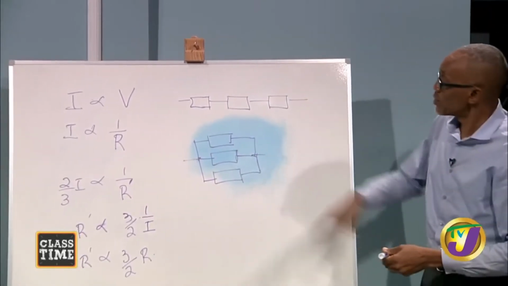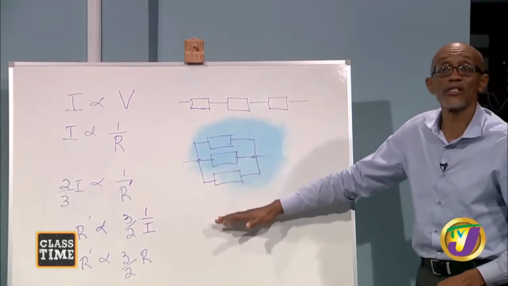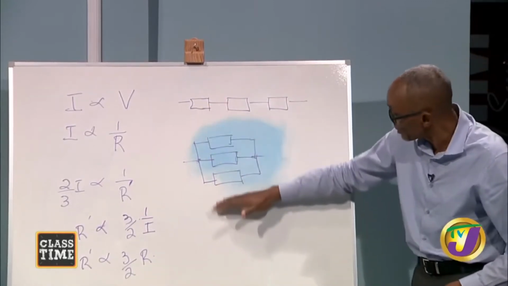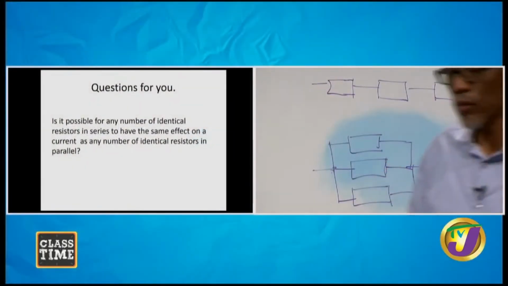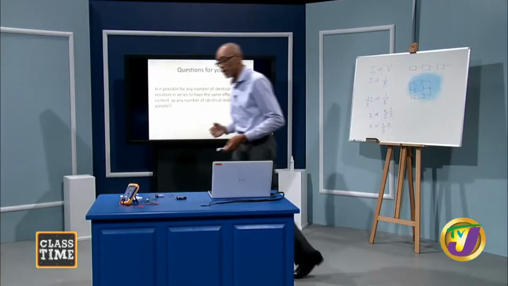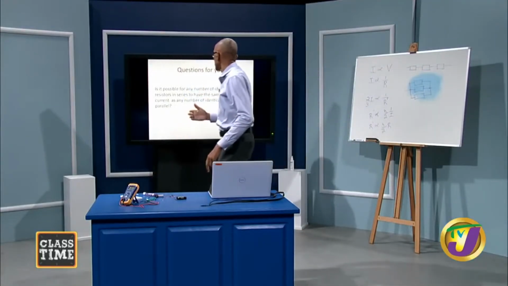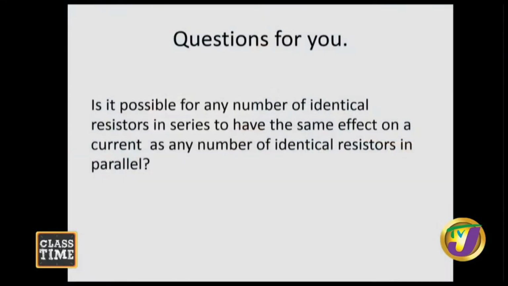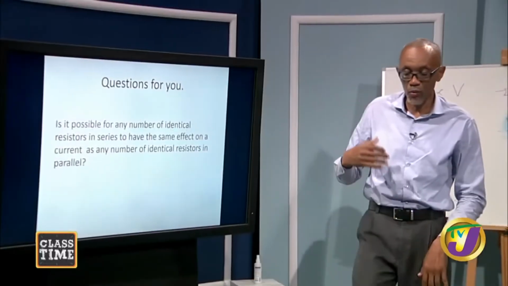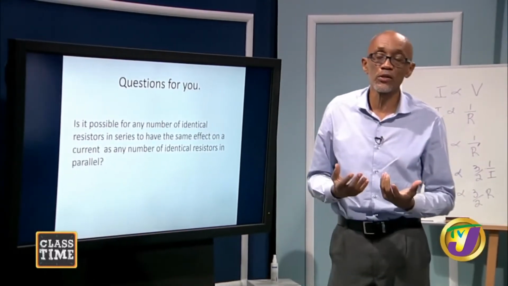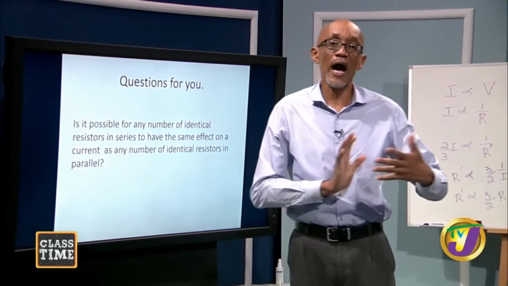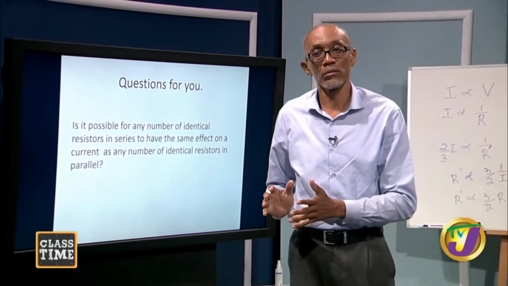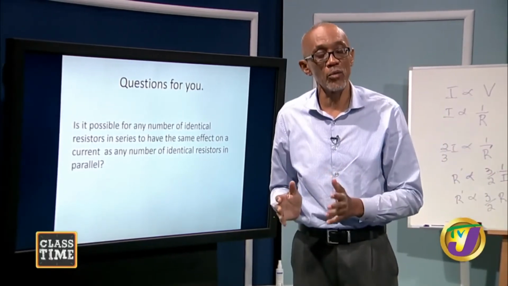There is no way, because the more of these I add, the greater the current becomes. The more of these I add, the less the current becomes. So there is no possibility for me to have identical resistors have the same effect on a current, because one increases it and one decreases it. Okay? And so if we are going to use this technique to increase or decrease current, we must use either or. There is no possibility of using one to replace the other.